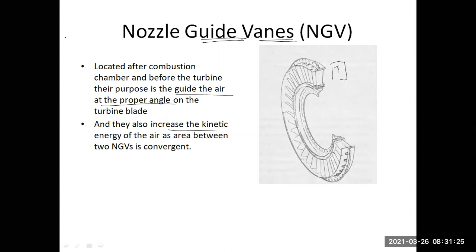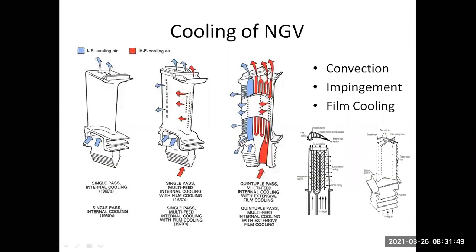Now, any logical person will clearly understand that the air coming from the combustion chamber is at a very high temperature, right? And that air is directly put onto the nozzle guide vane. So the nozzle guide vane has to withstand a very high temperature, and the turbine also has to withstand high temperature. To withstand it, we need to cool the nozzle guide vane and the turbine blade. So the next topic is basically the cooling of the nozzle guide vane and the turbine blade.